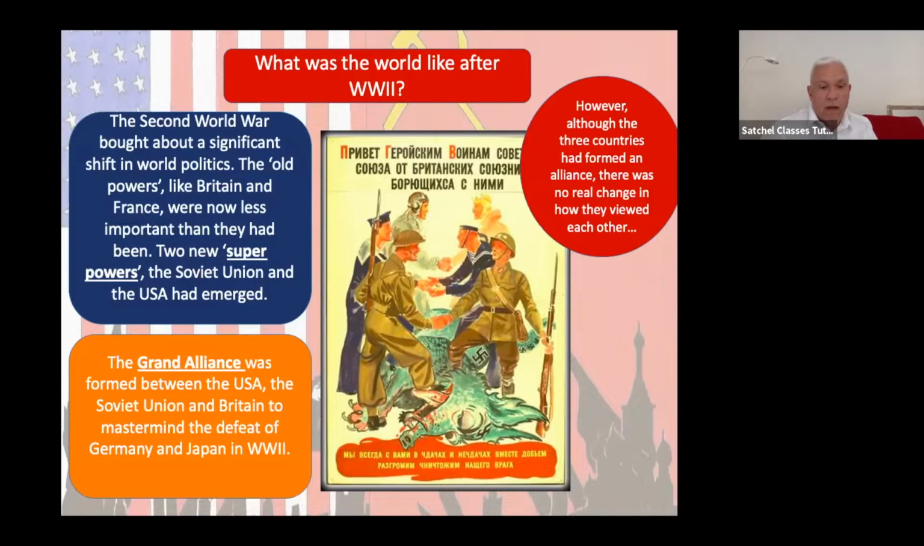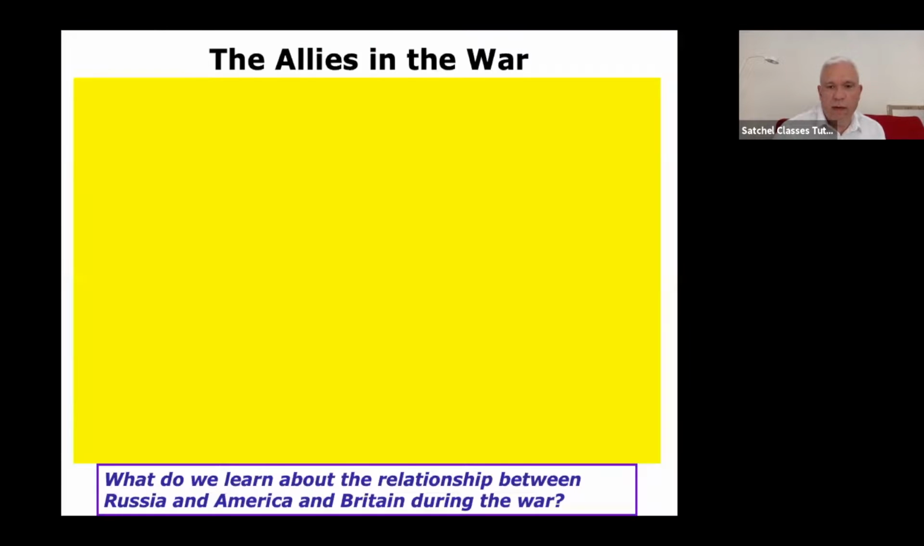Now, Britain and America, as you are probably fully aware, got on anyway, and have always done, but not always with the Soviet Union. So that's a bit of a strange alliance really between the USA and the Soviet Union and Britain. It's an unusual one. We'll look at why that was and what happened afterwards.